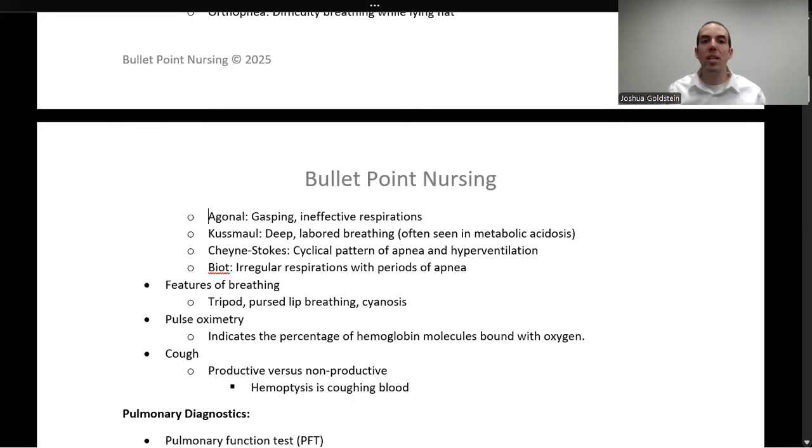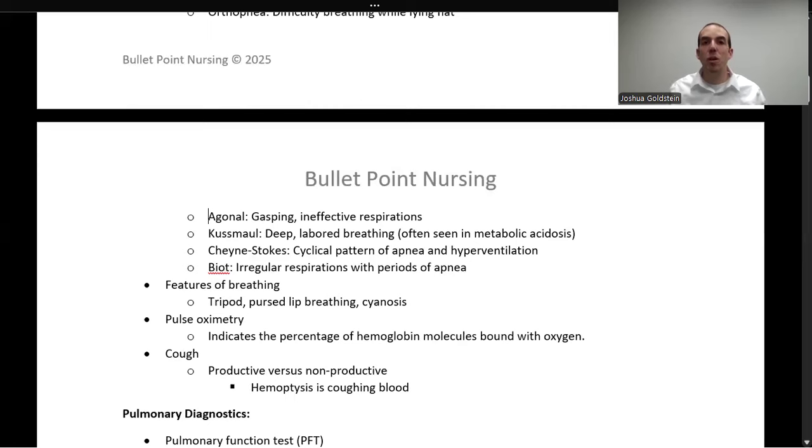Next, when we have features of breathing, that's going to be tripod breathing. Tripod breathing is where a patient leans forward, puts their hands on their knees, and that's a sign of respiratory distress. Why? Because when you do that, you're taking weight off of your chest, especially if the patient is of a larger build and they have a lot of excess adipose, that they're overweight, then they can have a lot of weight on their chest. So if they lean forward, it takes that weight off. It helps them expand their chest more to breathe. Again, that's a sign of respiratory distress.